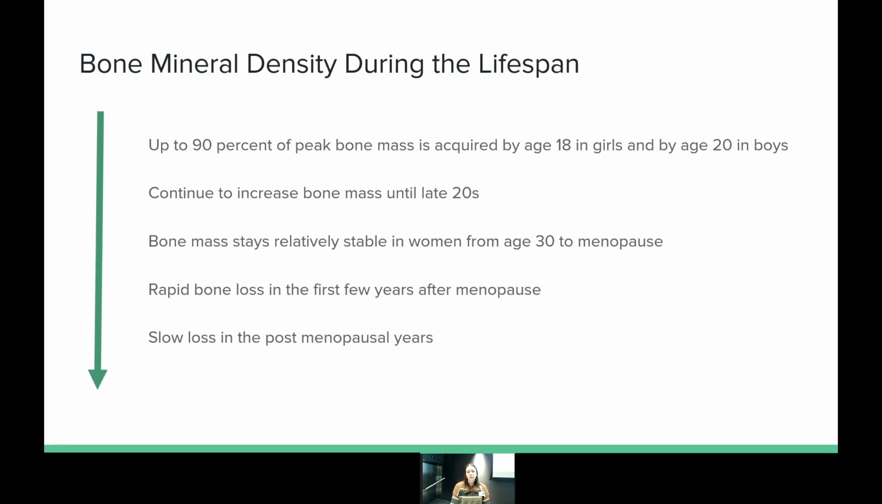And then we continue to increase our bone mass more slowly until the late 20s. At that point, your bones have reached their maximum strength and density. Bone mass stays relatively stable in women from age 30 to menopause, but in the first few years after menopause, most women go through a rapid bone loss, a withdrawal from this bone bank. And that slows but continues through the postmenopausal years.